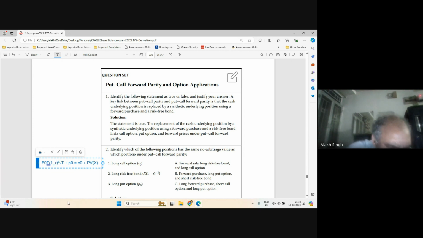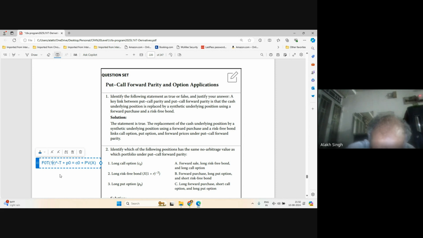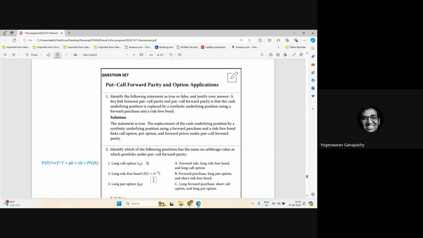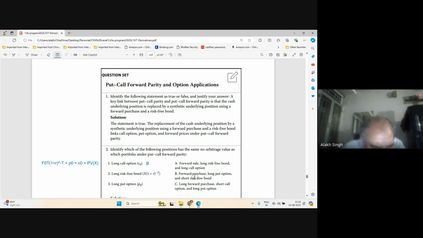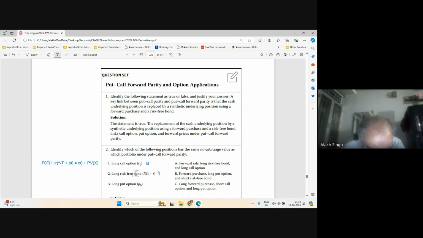So the first one is B. A long risk-free bond, forward purchase, plus long put and minus call, correct. The second one is C. Long risk-free bond means this one, PV of X, so long forward purchase plus short call and plus long put. Yes, correct, very good.